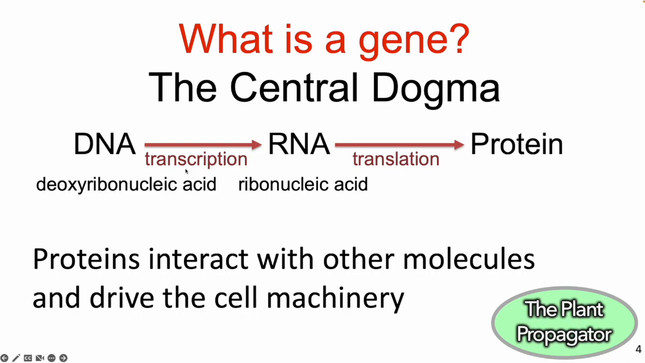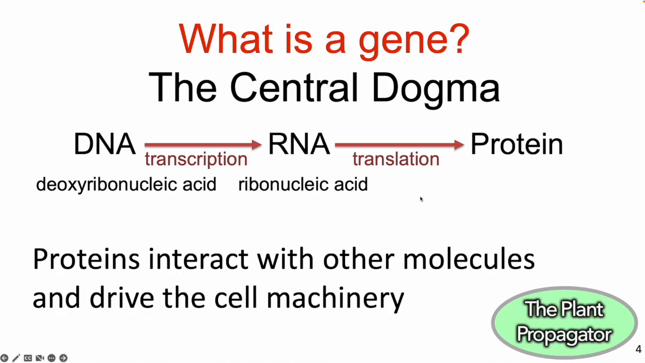I used to remember this by saying that TRANS is the same in both of these words, and then this is a C and this is an L, and the C is earlier in the alphabet. So transcription is first, DNA to RNA; translation is second, RNA to protein. As you produce protein, proteins interact with other molecules and drive the cell machinery. So this is the central dogma: DNA gives rise to RNA, RNA gives rise to protein, and then proteins interact with other molecules and drive the cell machinery. That really is the key to what is a gene and what genes do.